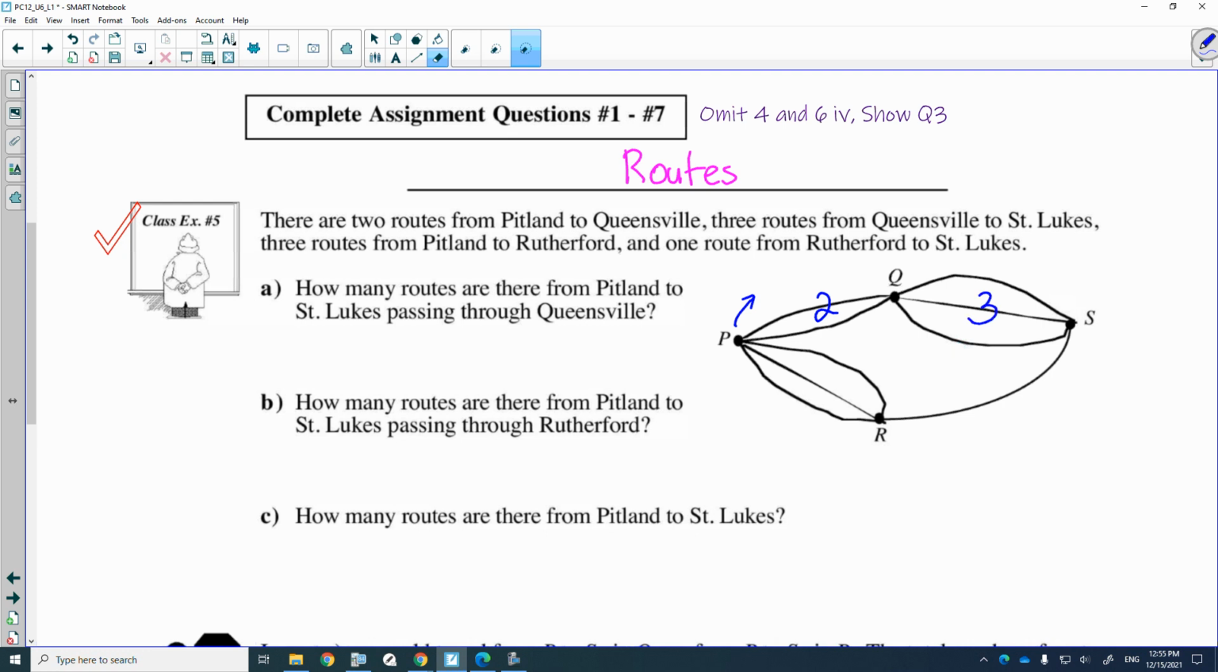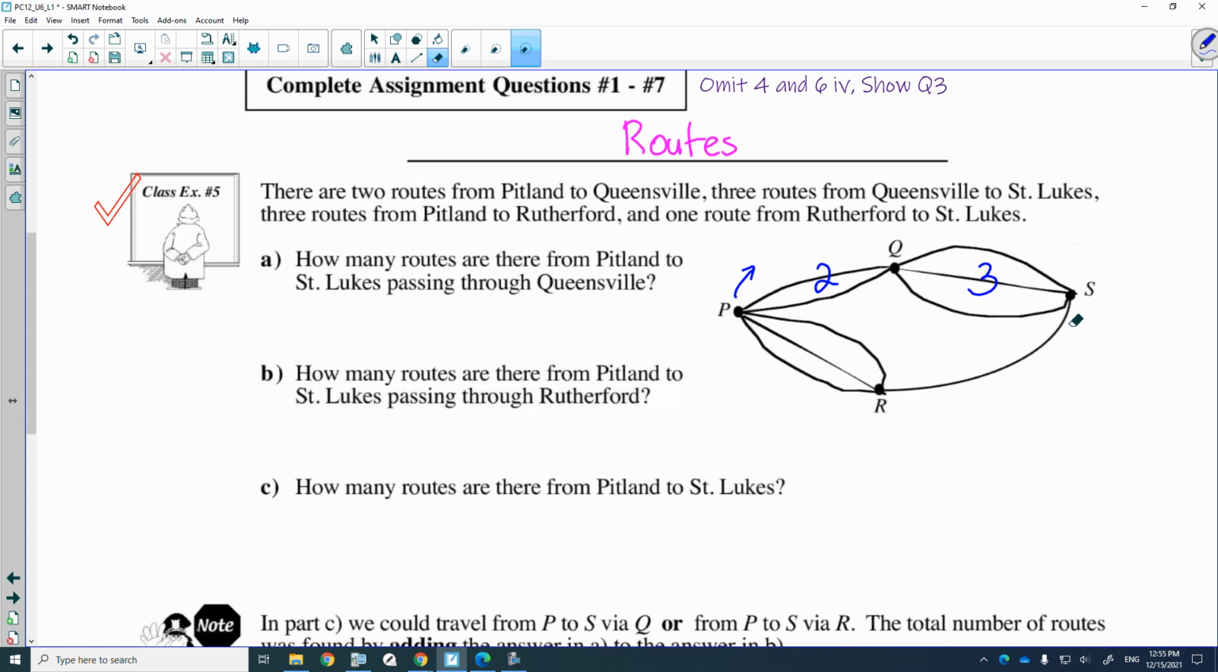So to get from P to S, we're going to use the fundamental counting principle, and it's the number of choices in the first stage times the number of choices in the second stage. There's 6 ways that you can get from P to S going through Queensville, right? And if you needed to, you could trace it out. You could say, okay, I'm going to take the top road and the top road. That's 1 way. I'm going to take the top road and the middle, 2. Top road and bottom, 3. And then do the exact same for this road.